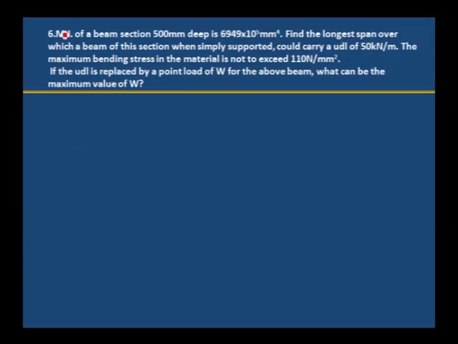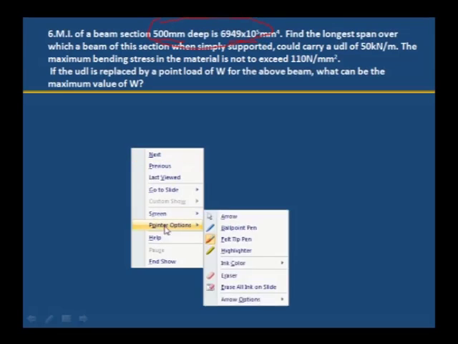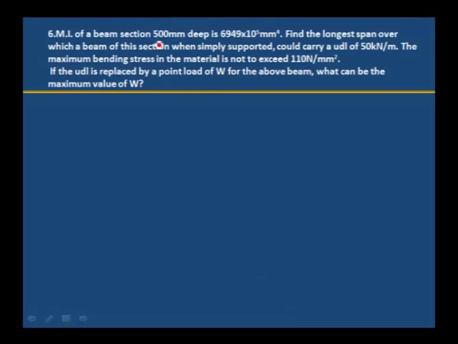In the next problem, the moment of inertia of a beam section 500 mm deep is given as 6949 into 10 to the power of 5 mm to the power of 4. Why is it given like this? In this problem, the size of the beam is not given.